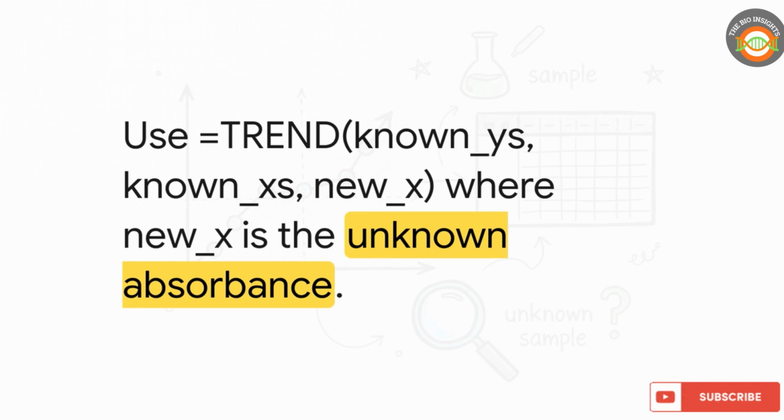Now pay super close attention here. In this specific context, the new_x is actually where we input our unknown absorbance reading. Once you select that cell and hit enter, the formula literally does all the heavy lifting for you instantly. It's a real game changer.